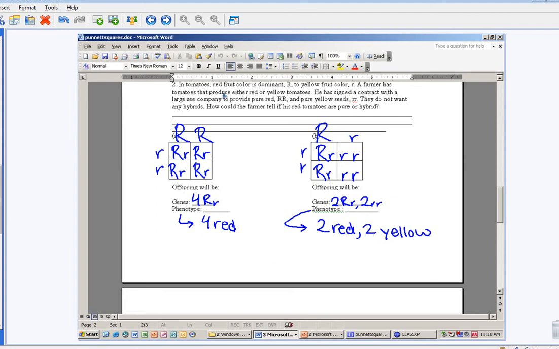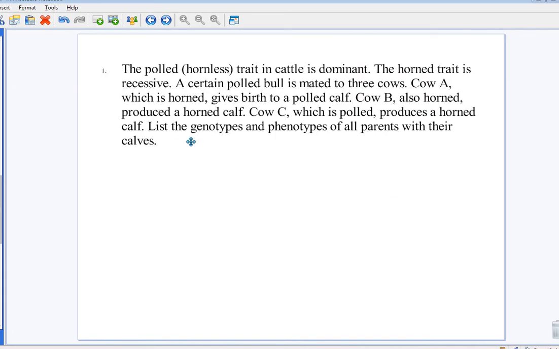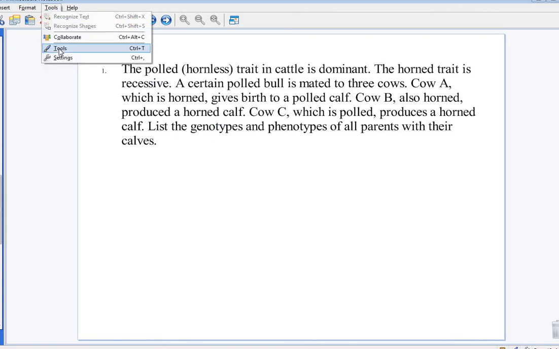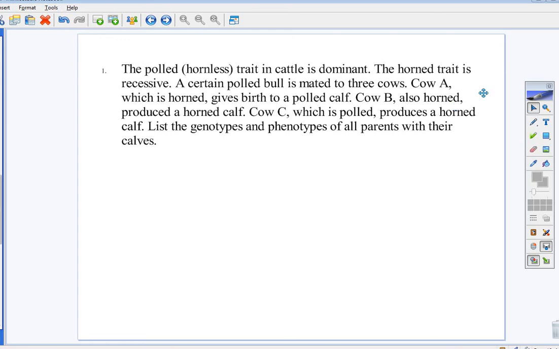And now, really quickly, I want to give you some good practice with all these principles with a word problem. So here's a word problem that was given in class, and the students work on the rest of it for homework. Now, what do you have to do? You've got to be able to mark this up. You've got to be able to recognize the traits here. All right, polled is dominant. It's given to you right there.